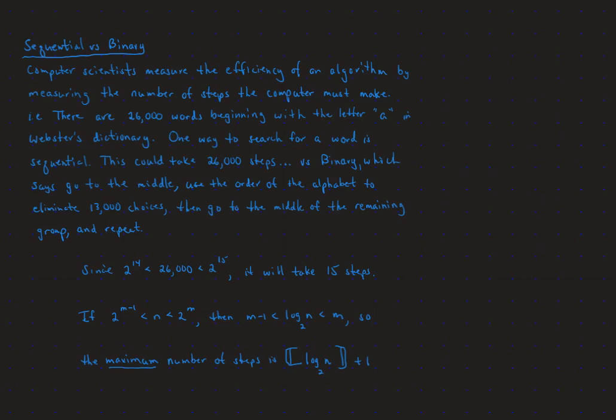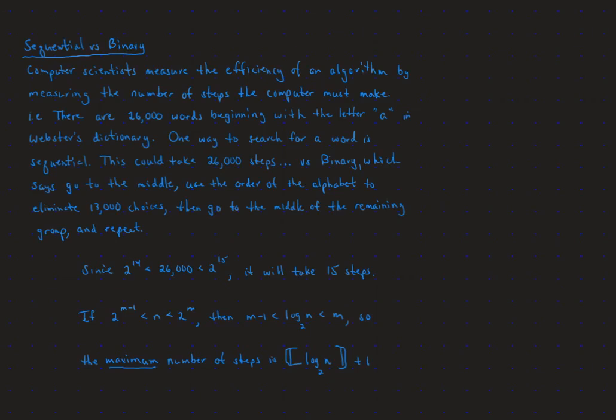We're going to talk about sequential versus binary. So computer scientists measure the efficiency of an algorithm by measuring the number of steps the computer must make. For example, there are more than 26,000 words beginning with the letter A in Webster's dictionary.